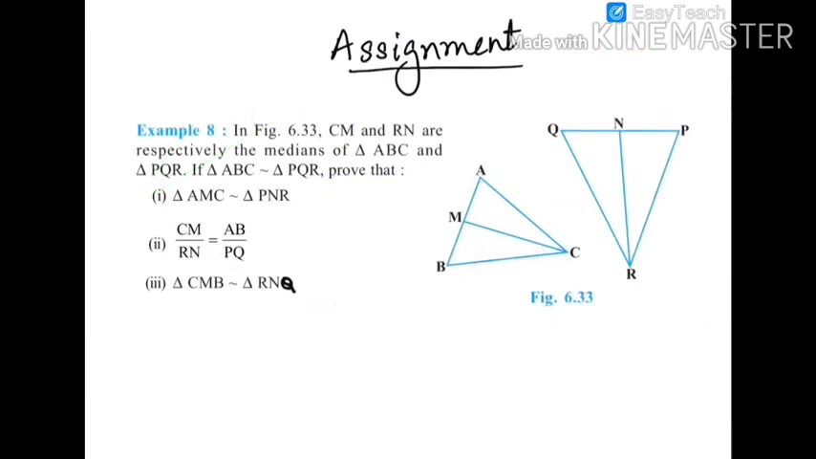With this we come to the end of this video lesson. Your assignment is example 8 from NCERT textbook, which is similar to question number 12 that we did in today's video lesson. Follow the steps of question number 12 and try to write down the steps of solution, and only then open your textbook to check your steps.